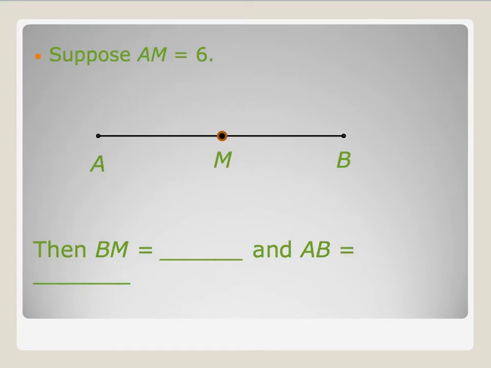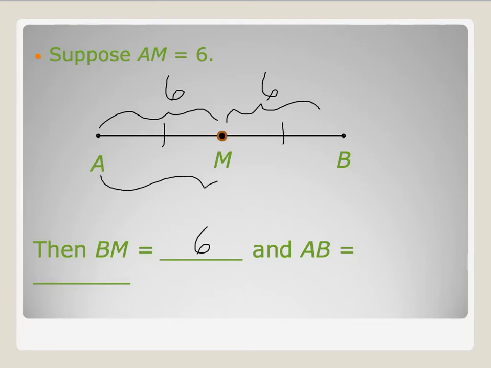So let's start with an example. Suppose that AM is 6. Well, if AM is 6, and M is the midpoint, that's what we're assuming for this entire slideshow, then AM is equal to MB. So if AM is 6, then BM is 6, and AB, the entire segment, is 6 plus 6, or 12.